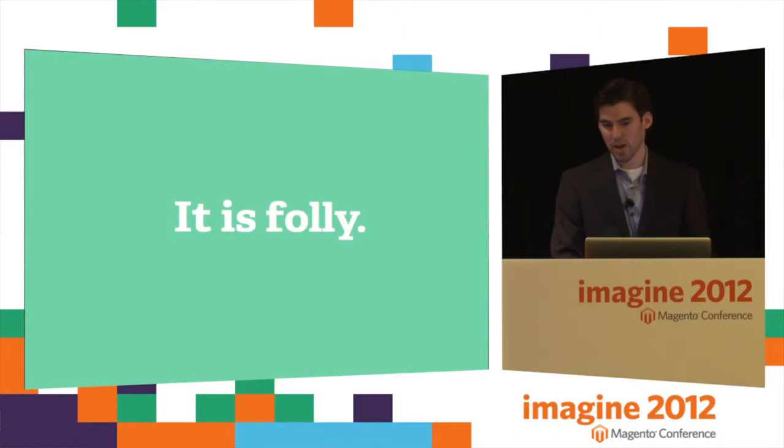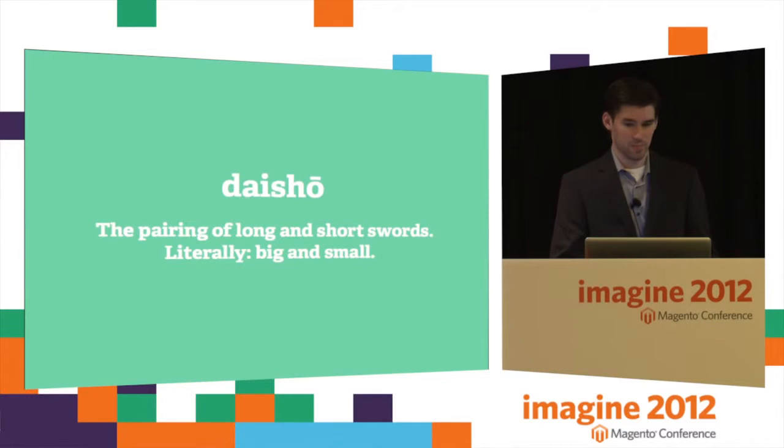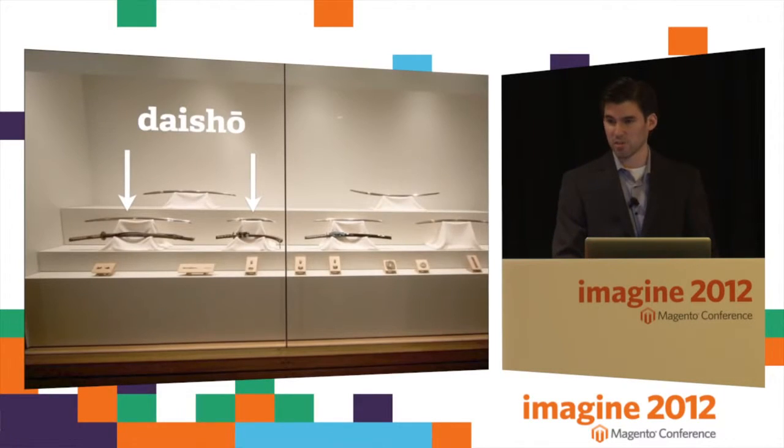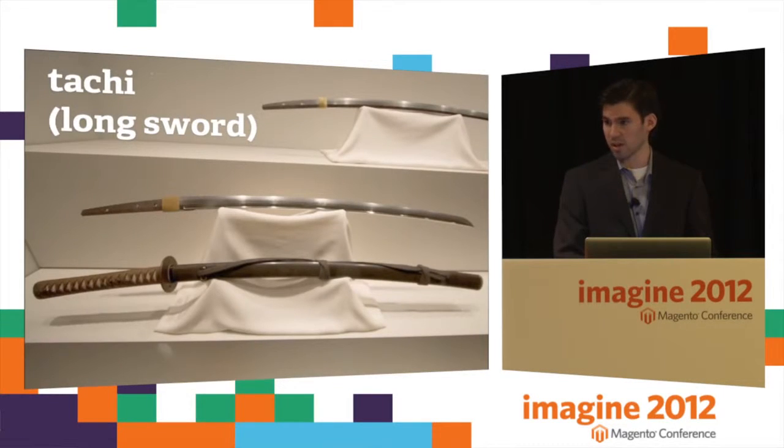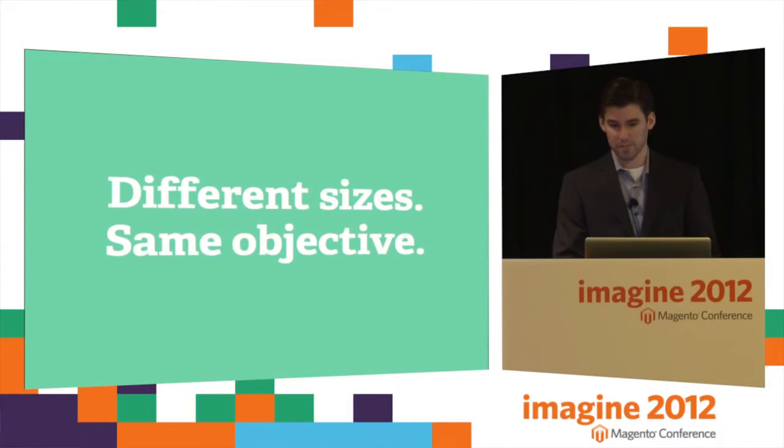So we know mobile matters, and now how do you define a strategy? Well, that depends if you need a small screen strategy or a mobile strategy. Small screen strategy is optimizing access for mobile device form factors. Small screen strategy is like Daisho in feudal Japan. Daisho is the pairing of long and short swords. Each sword is designed for a specific constraint. Tachi are for open field battle on horseback, and Tanto are for close quarters combat on foot. They have different sizes, but they're for the same objective.